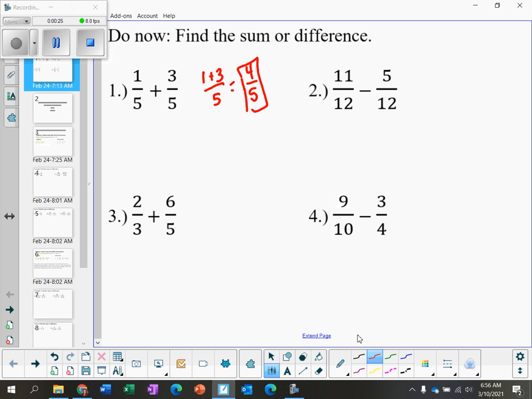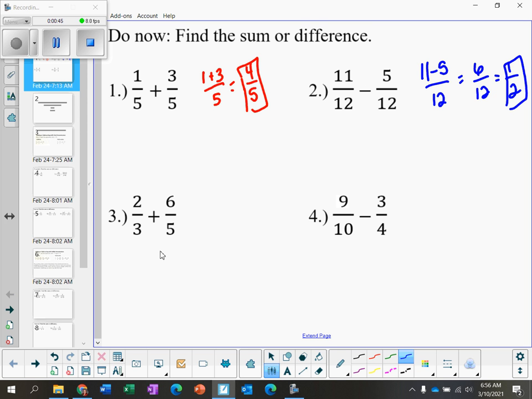Number 2 is subtraction, but again, they're the same denominator. So we're going to end up with 11 minus 5 all over 12. So that's 6 over 12. And then we are allowed to reduce fractions, right? If the same number goes into the top and the bottom, we can divide by that. So that's really 1/2.